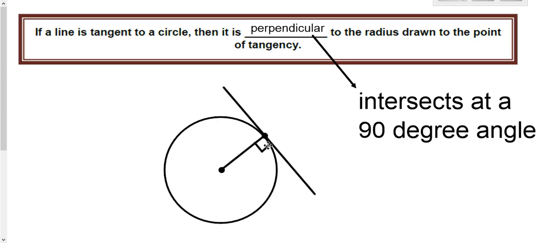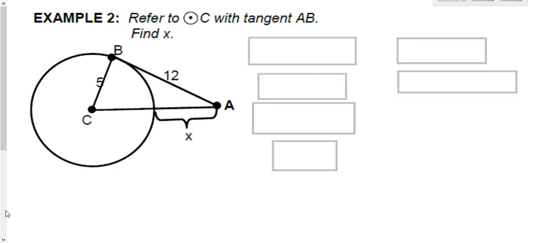There'll be 90 degrees there. So let's look at an example of how we use this property. I want to do example 2 second. I'm going to go ahead and do one of the quick checks for you just because it's a little easier, and then we'll come back to this problem.